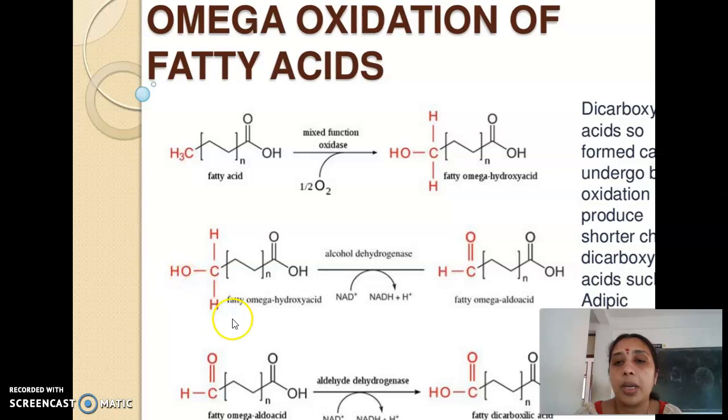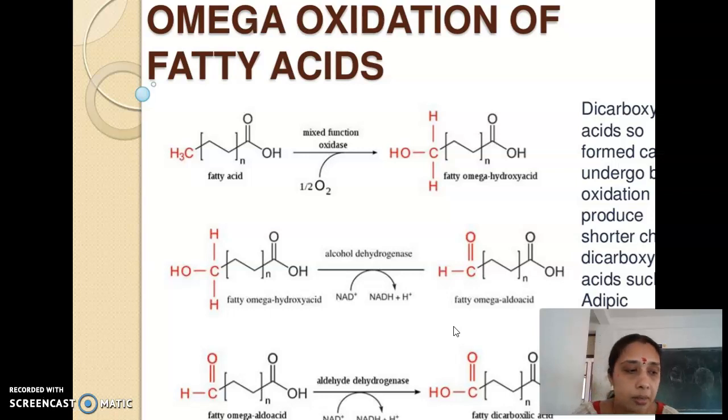The two hydrogen atoms are removed and it becomes CHO, an aldehyde. The aldehyde now gets converted into a carboxylic acid by one more enzyme, aldehyde dehydrogenase. So two molecules of NADH are formed, and the fatty acid is converted into a dicarboxylic acid. Now this dicarboxylic acid can be subjected to beta oxidation from both sides, resulting in the formation of acetyl-CoA molecules, and also one succinyl-CoA molecule in between. The rest are short chain fatty acids known as adipic acid.